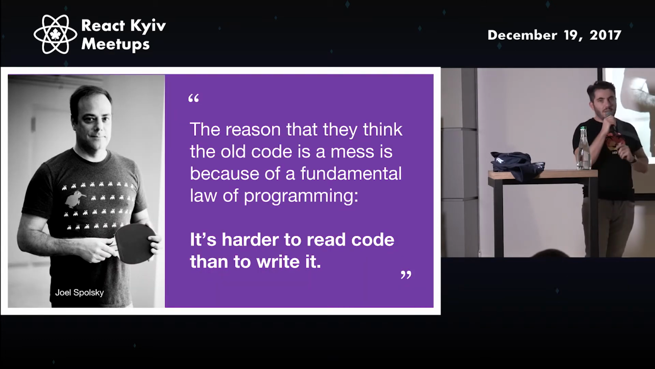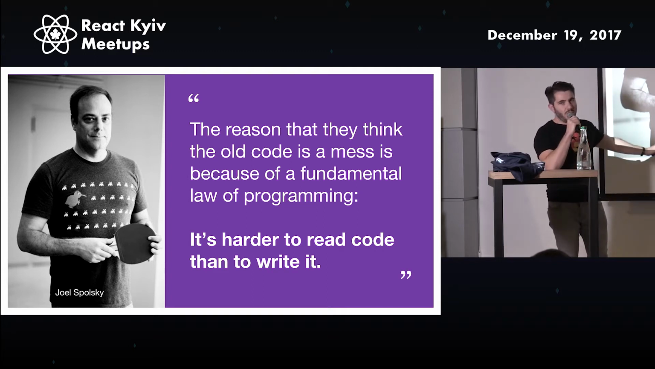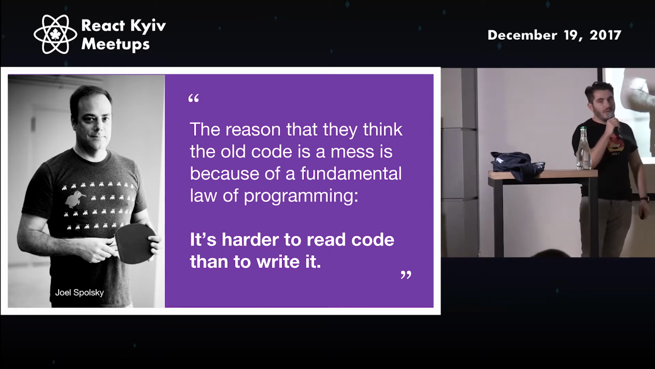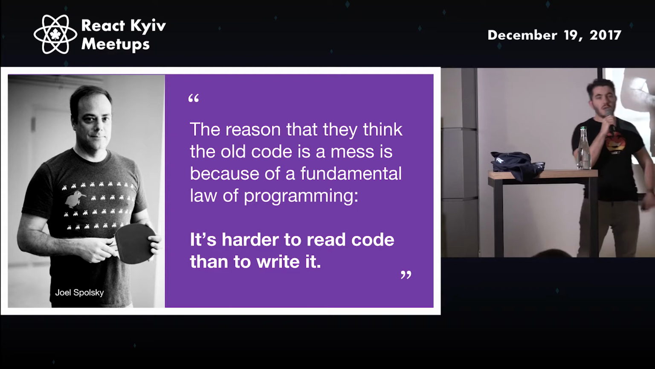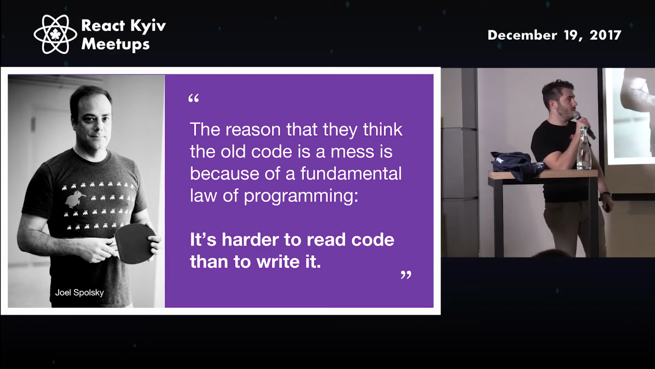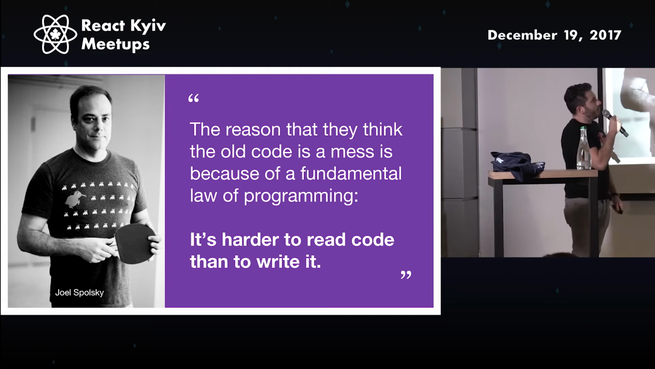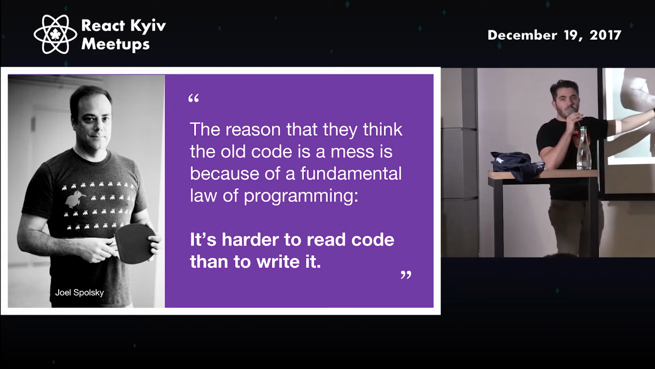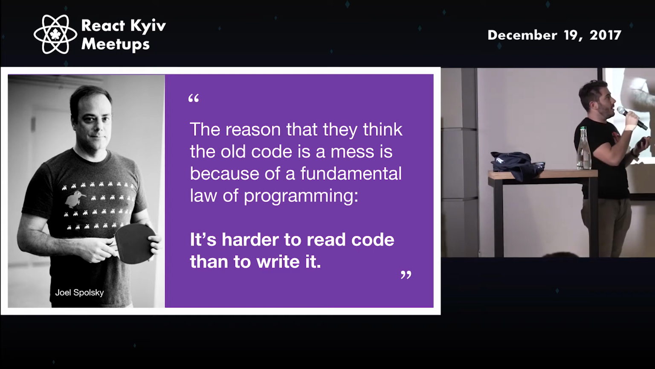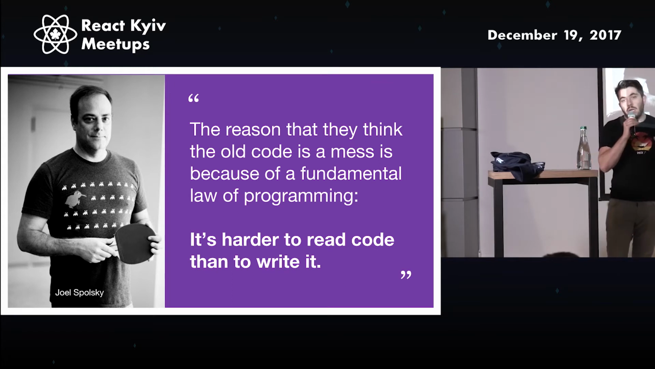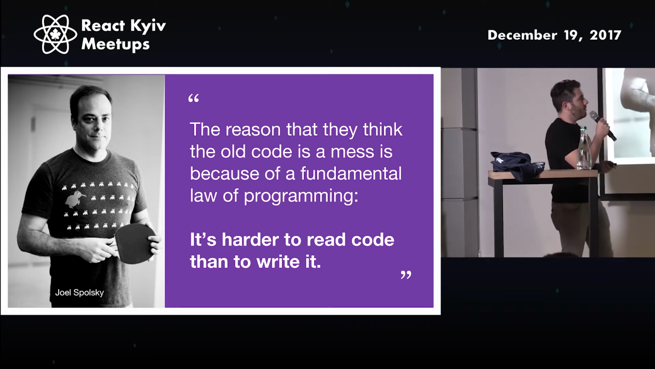And this guy said it best. Does anybody know who this is? Please don't say Joel Spolsky because it says it on the bottom. Okay, so this guy basically invented the tool all of you are using all the time, which is Stack Overflow, right? He also wrote Trello and sold it, so he's probably super rich right now. And he explained it like this: the reason it's hard for us to read, we think our code is a mess, is because reading code is way harder than writing it. Makes sense, right?